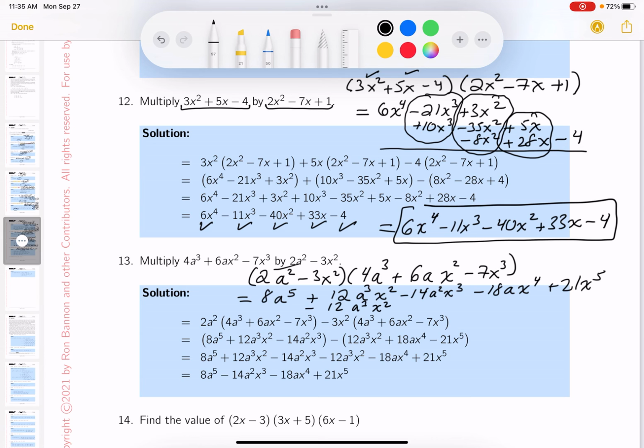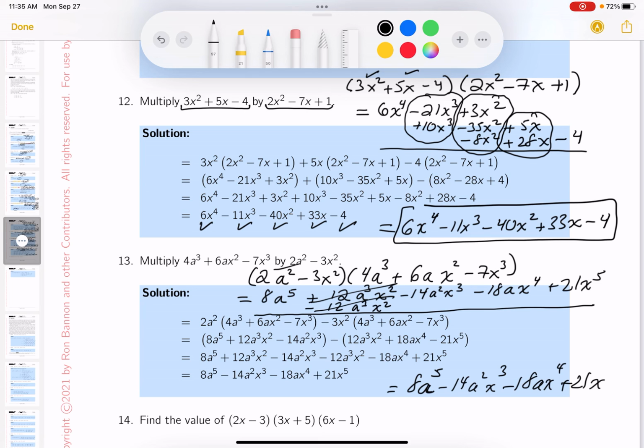Well, let's add it together. All right, you sort of put a little line over here if you want. And what'd you get? 8a^5, whoops, sorry about that. These disappear. Thank God for that. Minus 14a^2x^3 minus 18ax^4 plus 21x^5. I'll circle it, indicating I'm done.